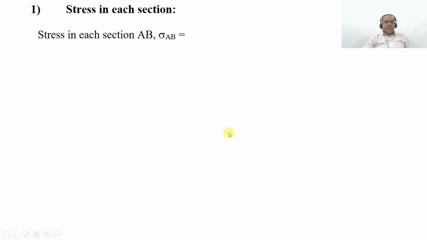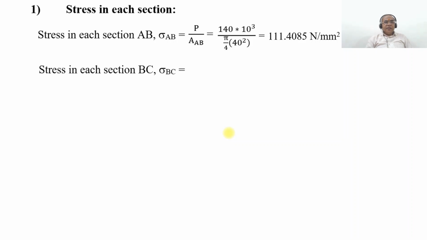First is the stress in the section AB, which is sigma AB, equal to P by A of AB. So the load is 140 into 10 to the power of 3 divided by the area of cross section, that is pi by 4 into 40 square. On simplification, you are going to get 111.4085 Newton per mm square.